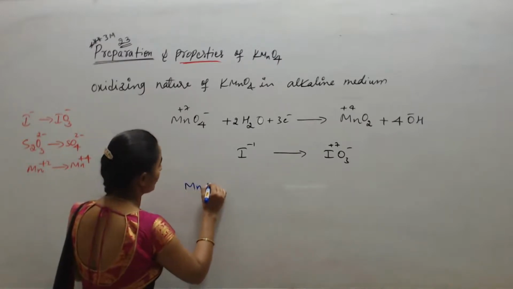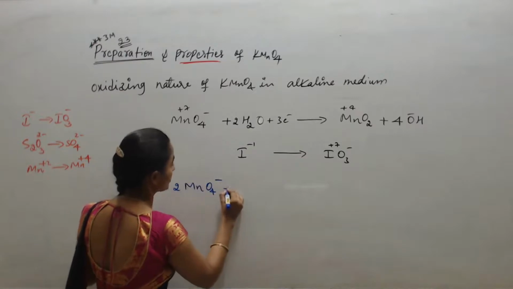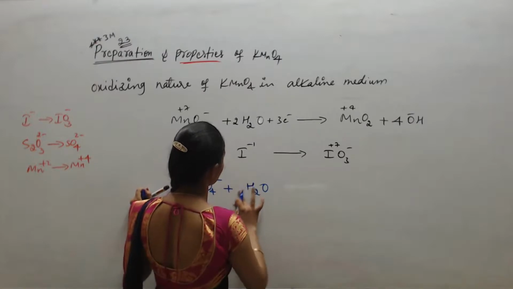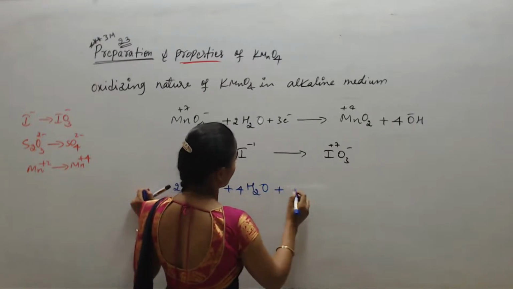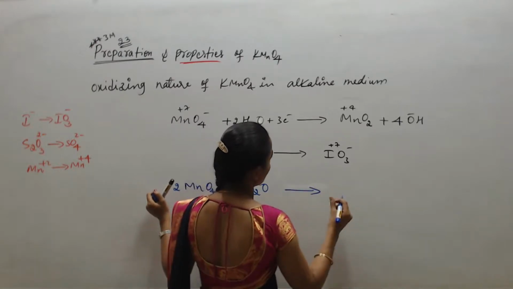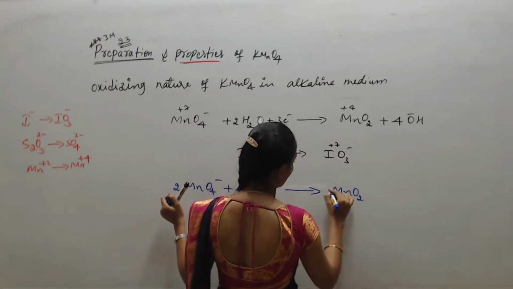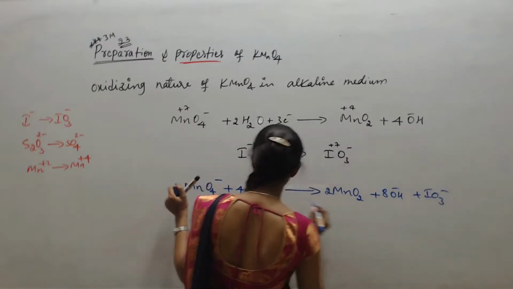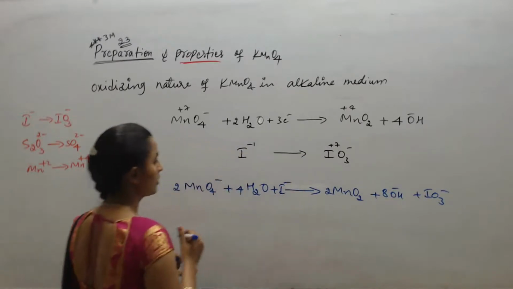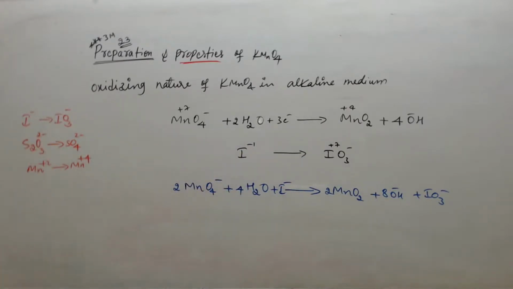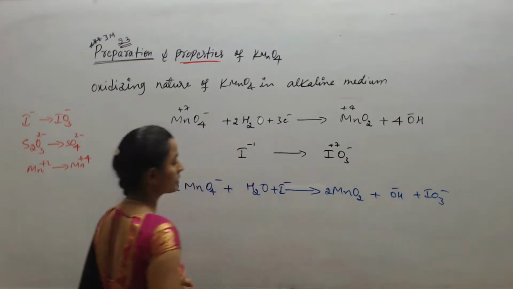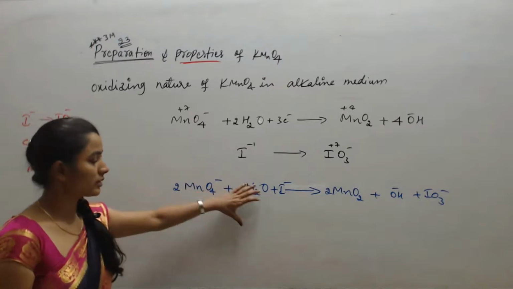So if you have to write here, students, the entire reaction becomes how much? This MnO4 minus, this is 2 moles, plus H2O, 4 moles, gives rise to MnO2 plus 8OH minus plus IO3 minus, here I minus. So this is the balanced chemical equation for the given reaction. So if you balance that, you simply take this one and you get the correct answer. Okay, this is correct. This is the balanced equation.